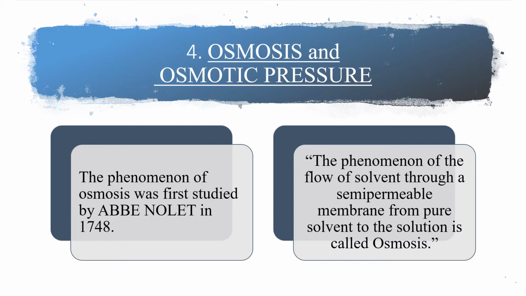Osmosis and osmotic pressure. The phenomenon of osmosis was first studied by Abbé Nollet in 1748. The flow of solvent through a semi-permeable membrane from pure solvent to the solution is called osmosis. It means in osmosis there is a flow of solvent molecules through a membrane, and that membrane is known as a semi-permeable membrane, from the pure solvent to the solution side.